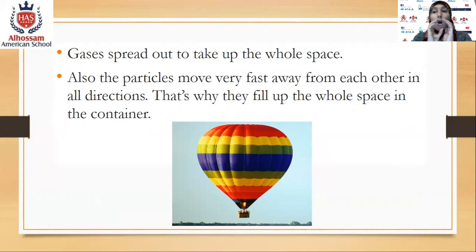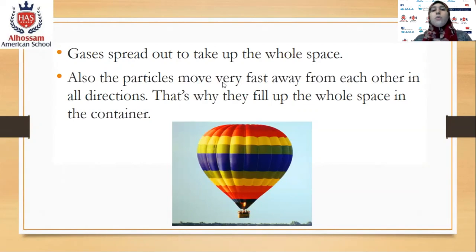Okay? When you blow, just like this, the air comes and goes out, spreading in the whole room, in the whole space. Okay? If you blow in a balloon, the air you blow from your mouth into the balloon is going to spread into the whole balloon. That's why it's taking the whole space, because they are free and far apart from each other.